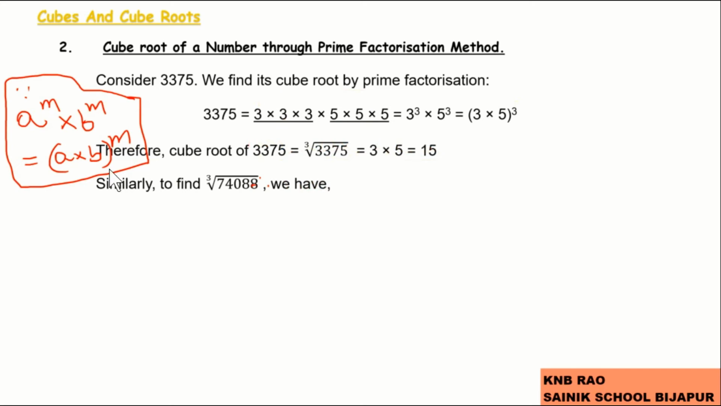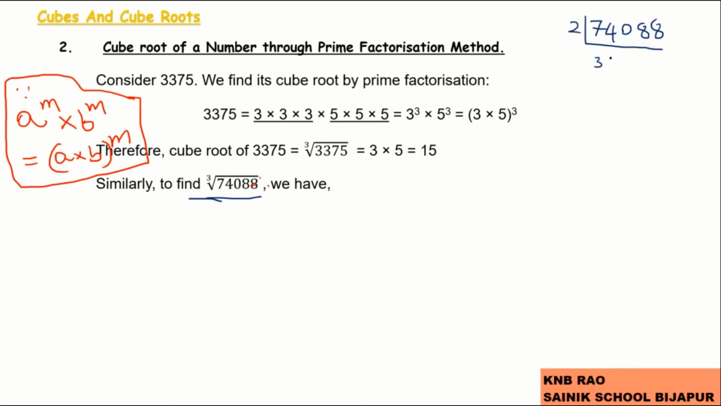Now students, similarly you want to find the cube root of 74,088 by the prime factorization method. So it's a big number, so you have to go for compulsory prime factorizing it. With a lot of patience you have to go.